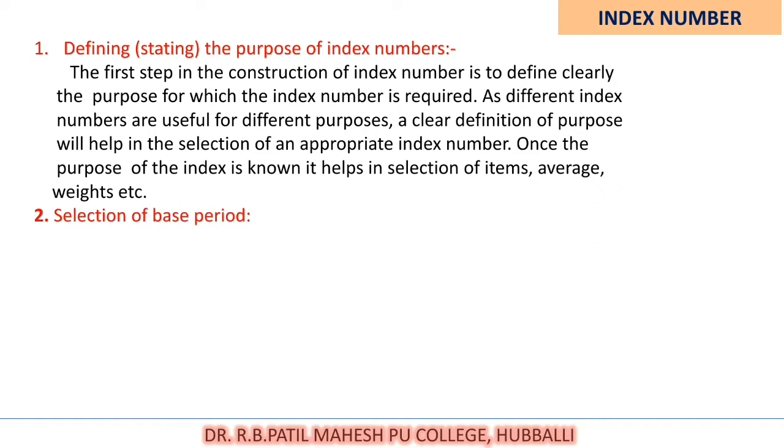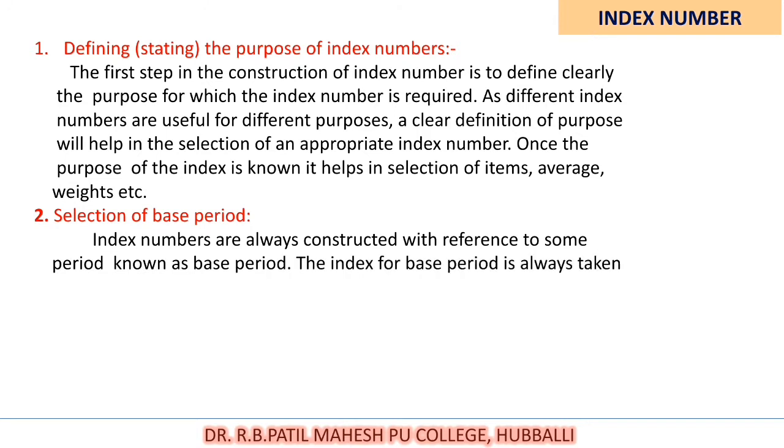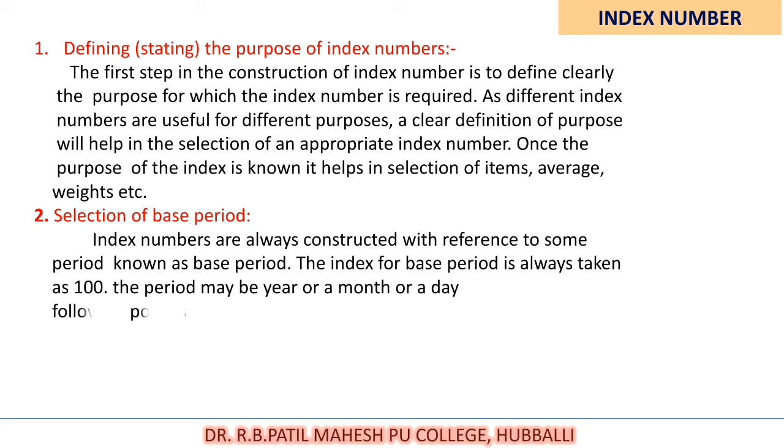The second step is selection of base period. After the purpose is decided, we move to selection of the base period. Index numbers are always constructed with reference to some period, known as the base period. The index number for the base period is always taken as 100. The period may be a year, a month, or a day.